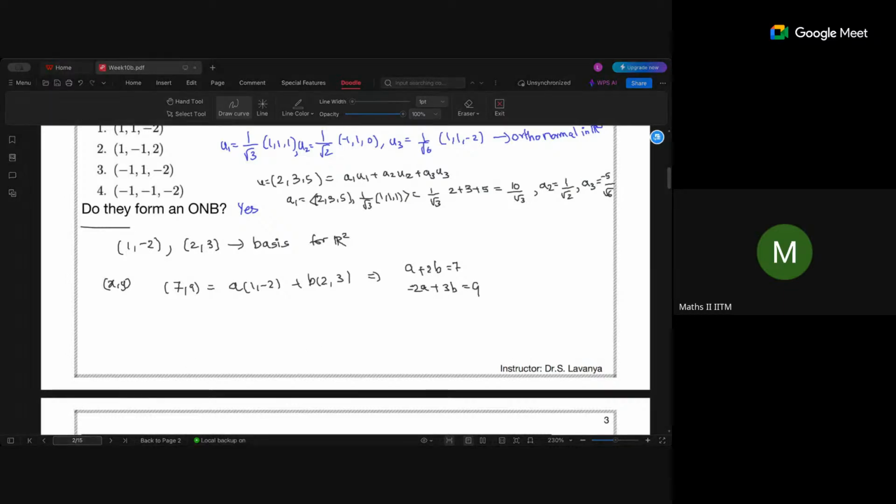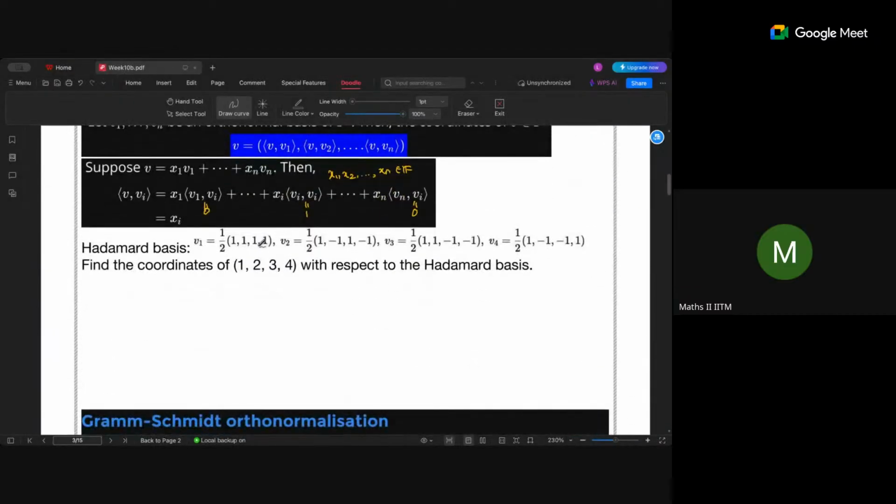Yes or no? Now here is a simple exercise for you all. The standard basis is something very commonly known. The Hadamard basis is also used in many places. So this is a basis for R4, and you can check that this is in fact an orthonormal basis.